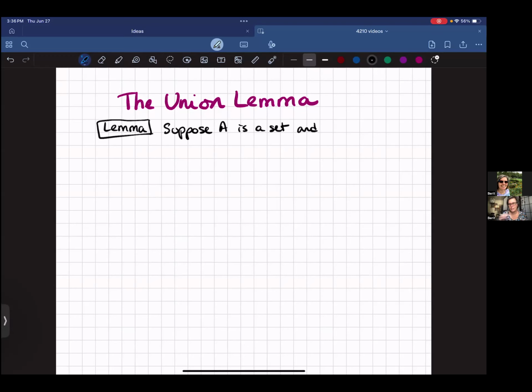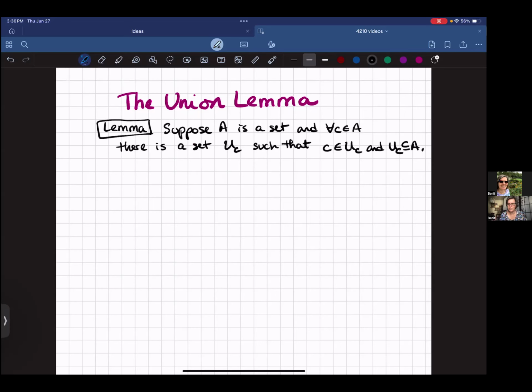And this set has this special property. For all little c in capital A, there is a set U sub c such that little c is an element of U sub c, and U sub c is a subset of capital A.